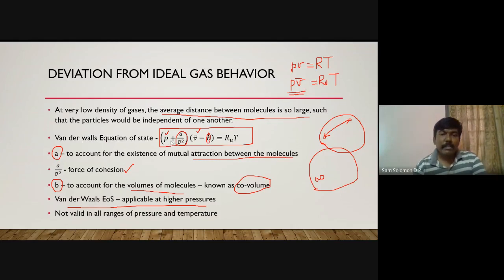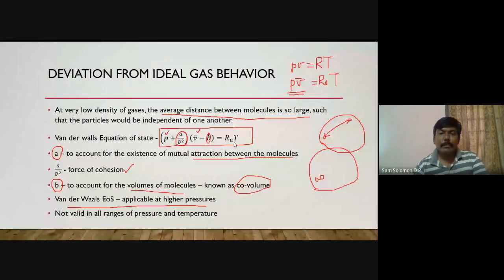You may be tempted to write it as P plus A by V squared into V minus B. Okay, it is not A by V squared, it is A by V bar squared. If you substitute the values, you will end up getting a wrong answer. So make a note of it. It is not V, it is V bar. And it is not R, it is RU.